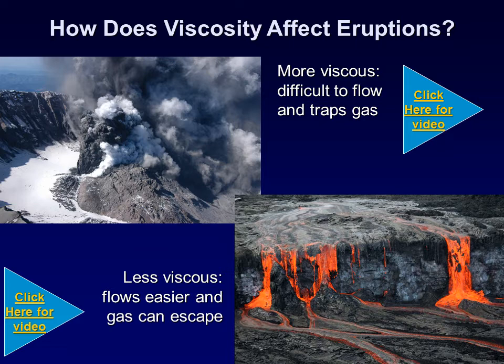So how does viscosity affect the gases in magma? Gases that form want to escape to the surface. If the magma has a high viscosity, it does not allow the gases to escape easily, leading to explosive pressure.